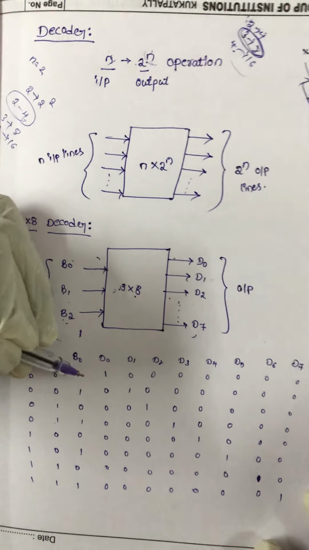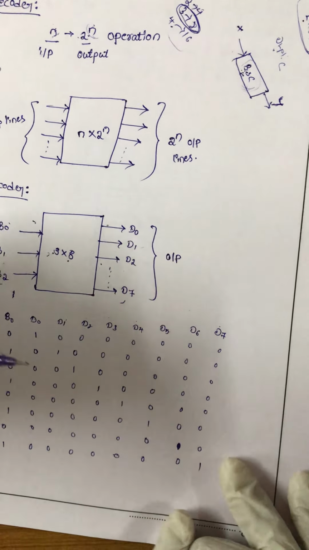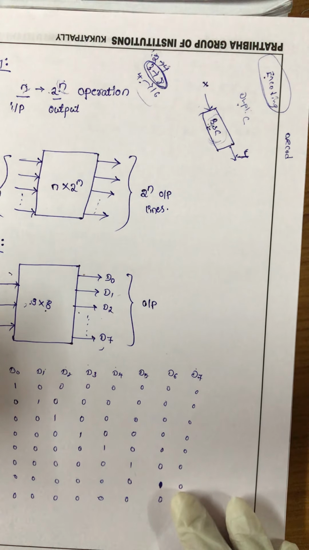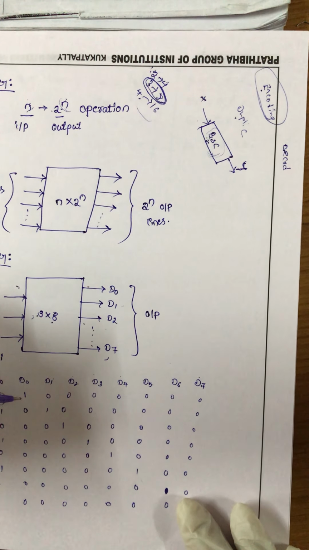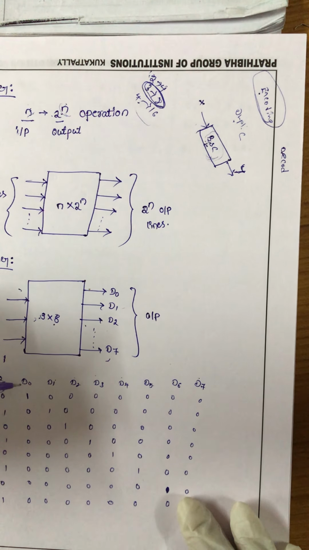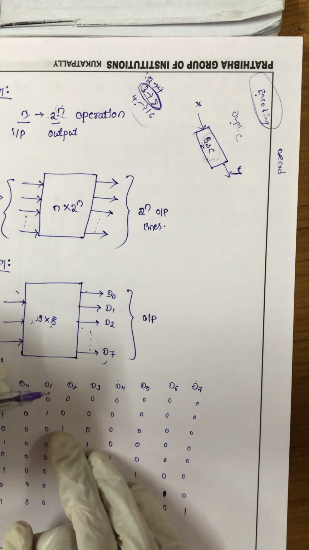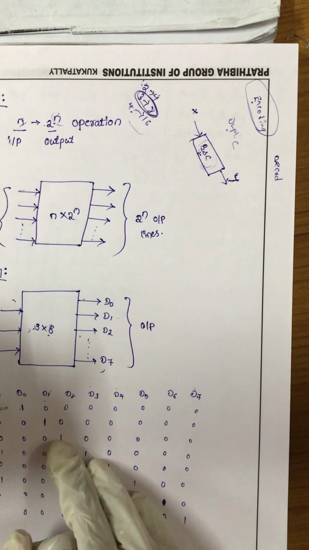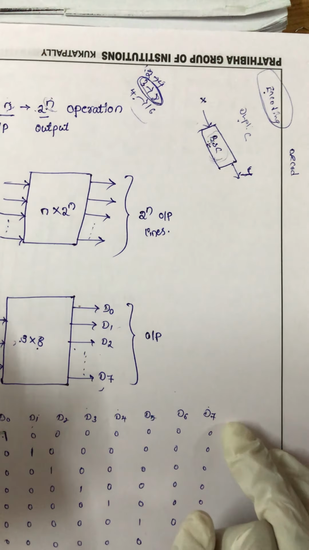Okay. Coming to the output. So outputs are D0, D1, D2, D3, D4, D5, D6, D7. So here the first condition, that is the all zeros condition, we have observed the output high, that is 1. High means 1 at the D0. So first condition D0 gives the output. In the second condition, 0, 0, 1, D1 is the output. Means in the 0, 0, 0 condition only D0 is 1. In the remaining, all outputs are 0.